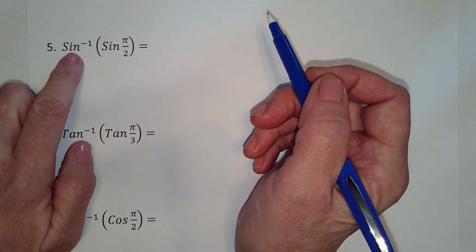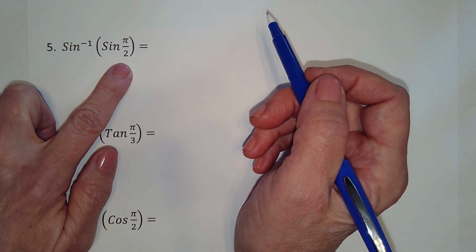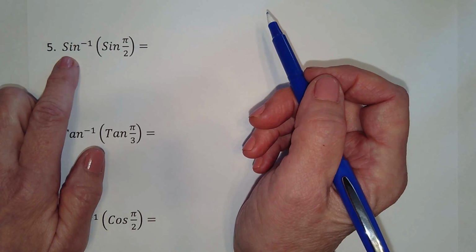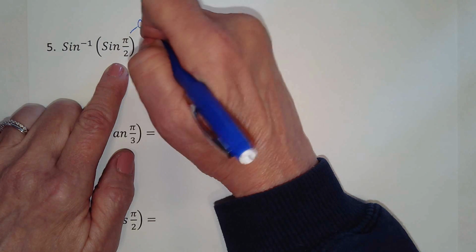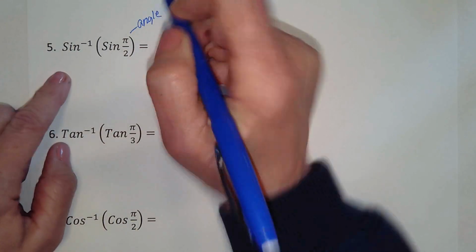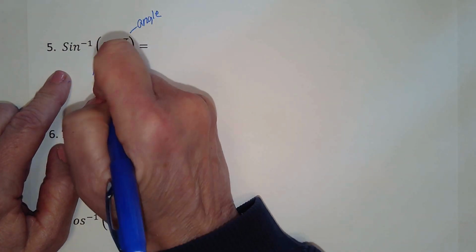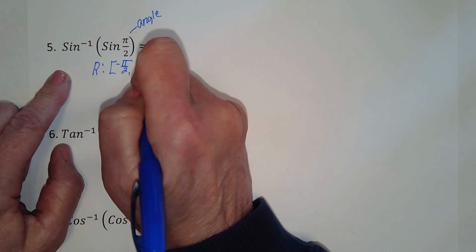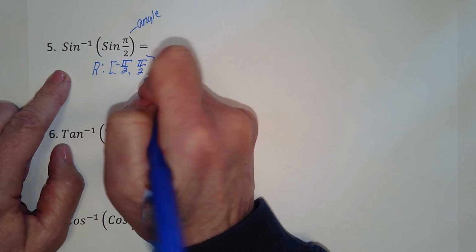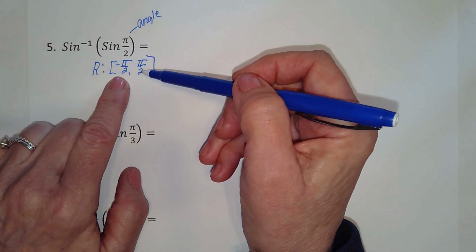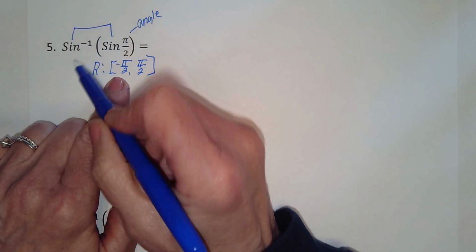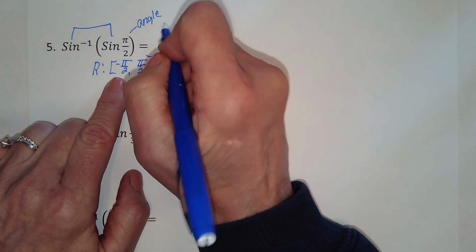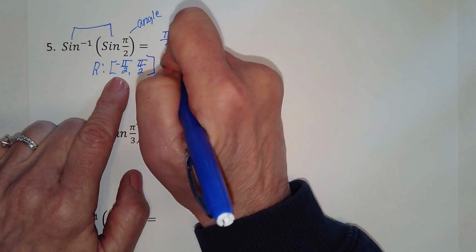Here I have sine inverse of sine π/2. My inverse function is my outer function, and sine π/2 is my inner function. π/2 is an angle. I need to make sure that it falls within my range of -π/2 to π/2. I can see that π/2 does fall within that range. Therefore, sine inverse and sine undo each other, and I'm left with π/2.